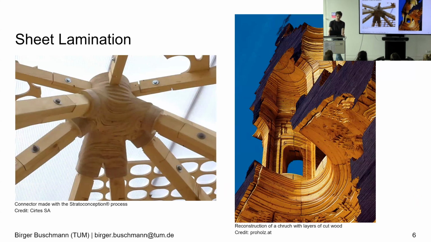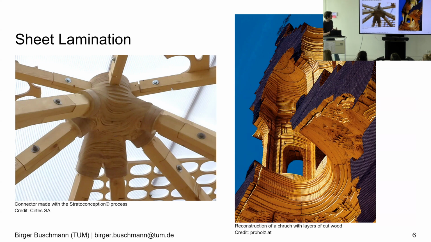The last process category I want to present to you is sheet lamination. And here, thin sheets of wood material are cut into shape and then laminated on top of each other. While it is possible to create very high wood content and very high strength parts with this process, it lacks the main advantages of additive manufacturing. By cutting the sheets, waste is created, and we do need very specific and high quality wood products, namely the sheets, to make this process work.